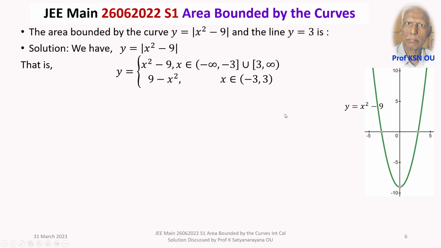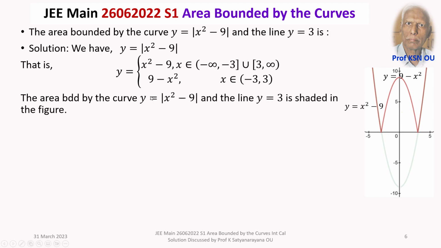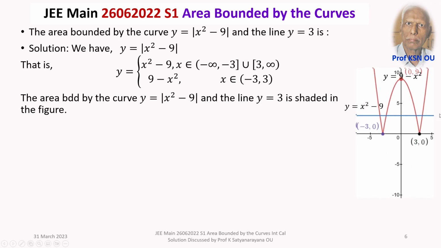Now we show you the graph of the curve modulus of x square minus 9. For x up to minus 3 and from 3 to infinity, it is the same curve, x square minus 9. For x belonging to the open interval minus 3 to 3, it is 9 minus x square, the parabola opening downwards. So this is the curve. Now the area bounded by the curve y is equal to mod of x square minus 9 and the line y is equal to 3 is the shaded region we have shown in the figure.